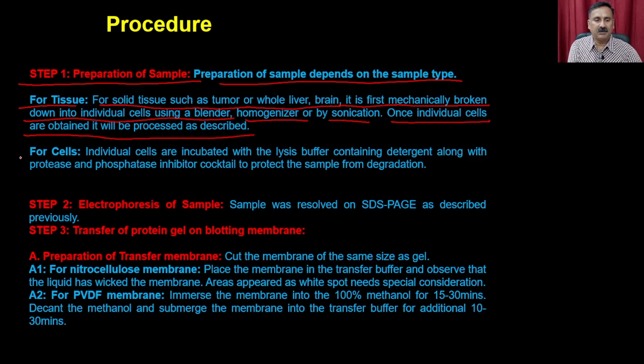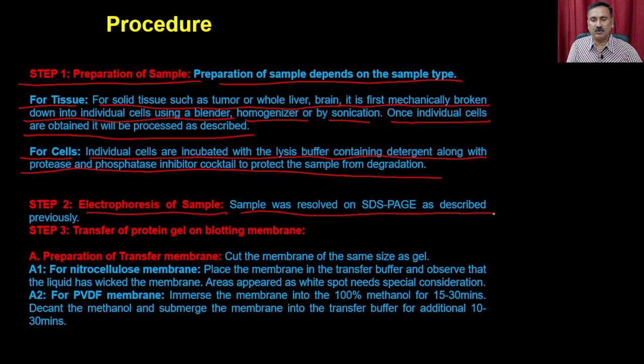And then once the individual cells are incubated with the lysis buffer containing the detergent along with the protease and phosphatase inhibitor cocktail. Then step two, you're going to do the electrophoresis of the sample that we have discussed. Samples are resolved onto the SDS-PAGE as we discussed previously. Then step three, you're going to do the transfer of the gel onto the blotting membrane.